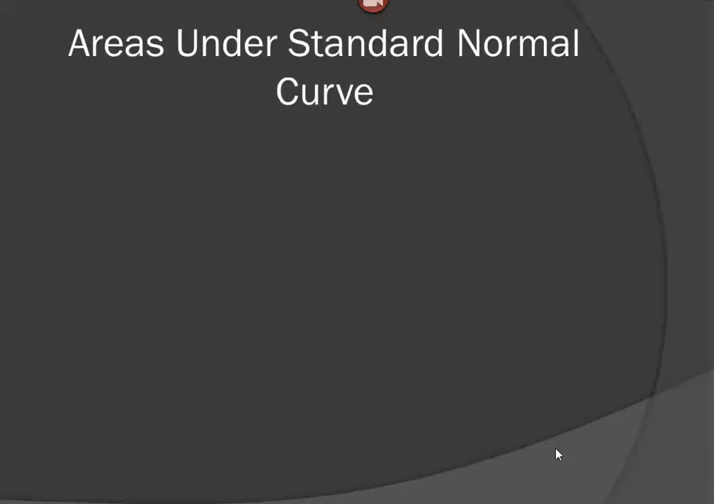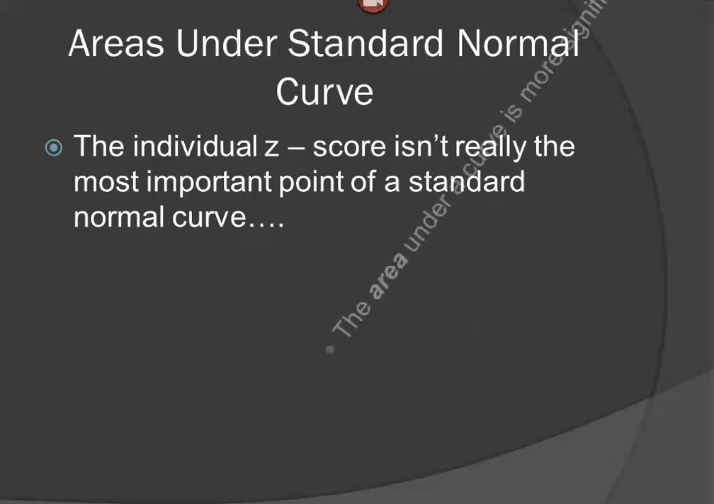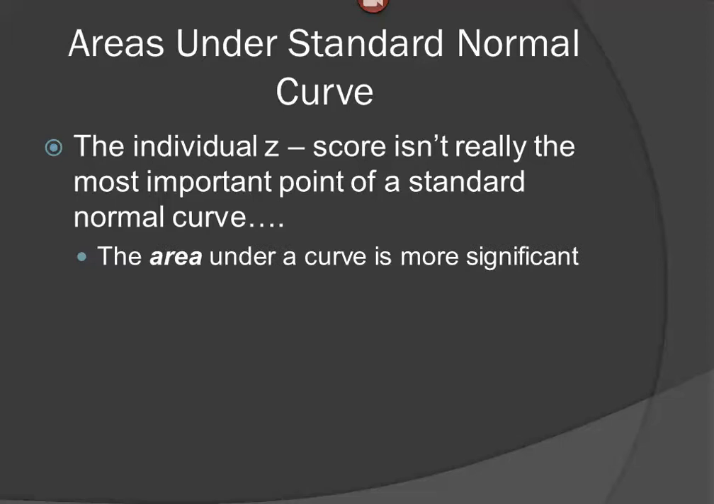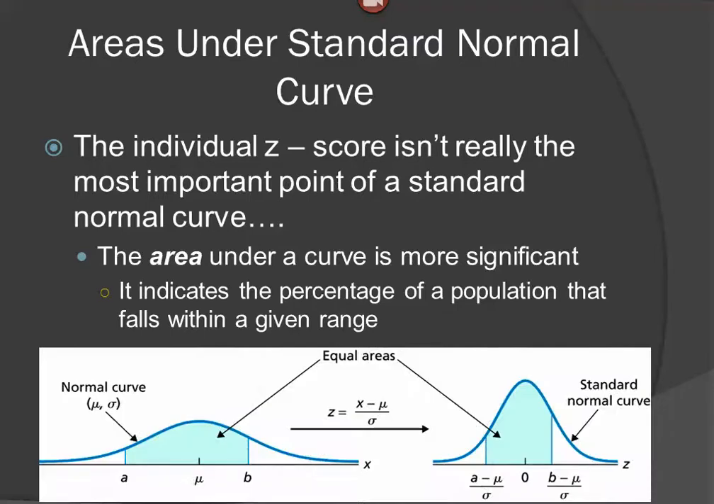Now, the z-score can be helpful to us in identifying how unusual or how not unusual an individual data value might be. The most important thing that we use the z-curve for in the standard normal curve is to find percentages and areas under the curve. It's indicating a percentage of a population that will fall within a given range. So for example, here I may be curious to know what percent of my data falls between A and B.